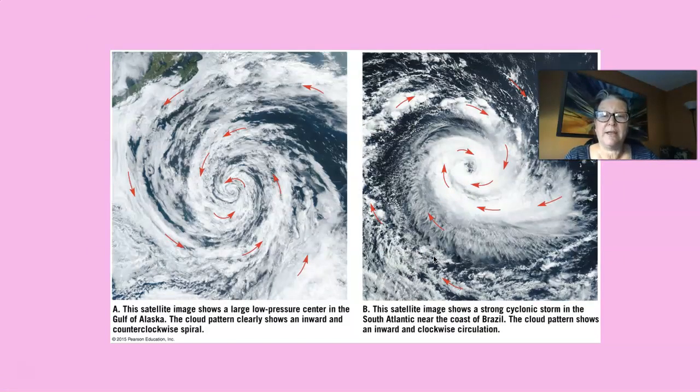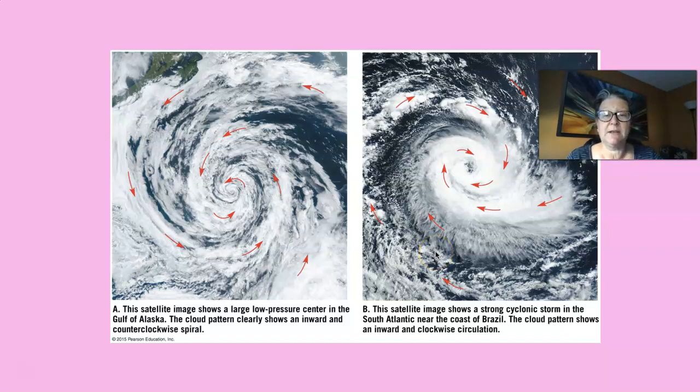Here are two hurricanes that are spinning in different directions, and these are shown with arrows so you don't have to do the little trick I just showed you. The one on the left is in the Gulf of Alaska, so it's spinning counterclockwise, northern hemisphere. The one on the right is from the southern hemisphere, near the coast of Brazil, so it's spinning clockwise.